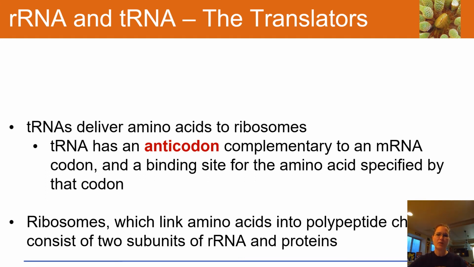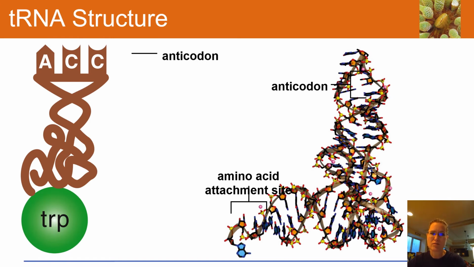If we have our 3s on our messenger RNA, every one of those 3s is called a codon. The corresponding complementary one on the transfer RNA is called an anticodon. Structurally they kind of look like a T. They have a weird little structure, but they have 3 little letters and then an amino acid on the other end. This is an example for tryptophan.